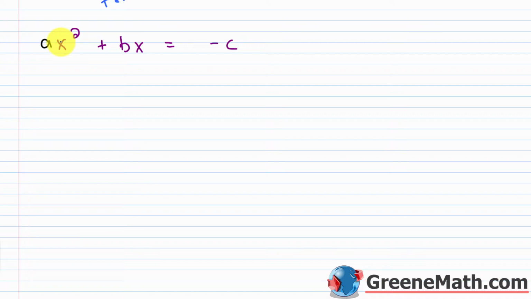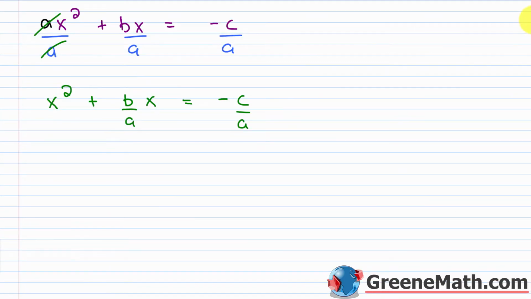So to deal with that, we're going to get rid of a from right there. I do that with some basic algebra. I divide both sides of the equation by a. And it's going to cancel here. And now the coefficient for x squared is definitely 1. So I have x squared plus b over a times x is equal to negative c over a. So the next step is the one that everybody struggles with. We're going to complete the square.